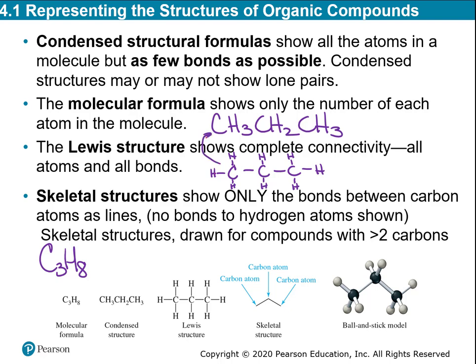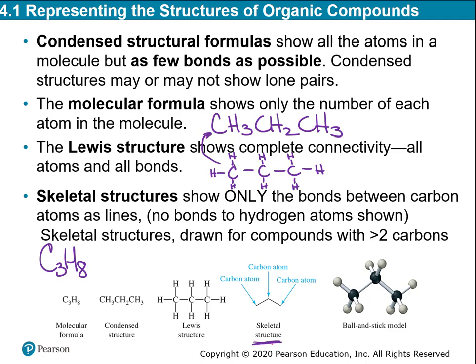CH3, one carbon with three hydrogens attached. Then when you look at the middle carbon, it's got two hydrogens attached. Then you look at the far carbon and you see three hydrogens attached. So that condensed structure shows you the arrangement of things.